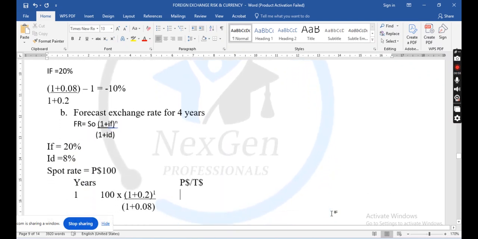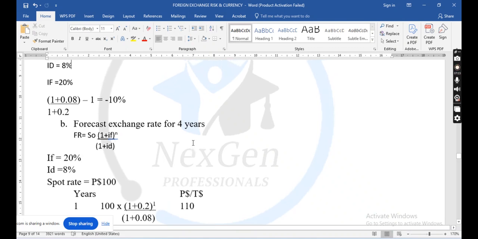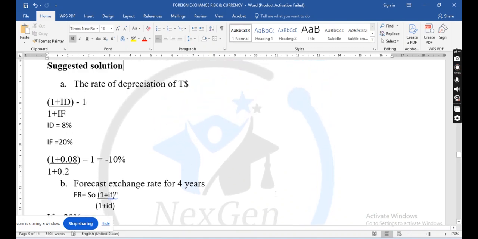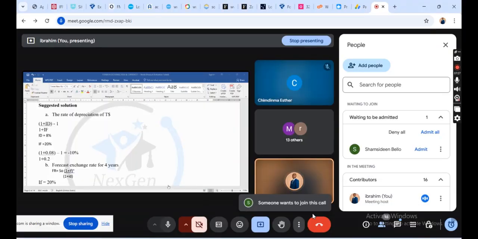What do you have? What is the figure? 111.11. This will be wrong. 100 and what? 11. This is very wrong, right? Now, class. You calculated the depreciation of minus 10.